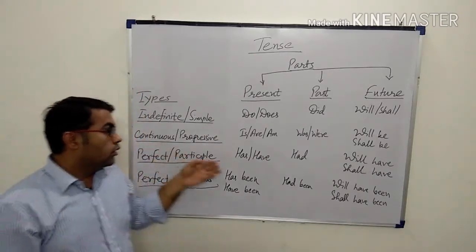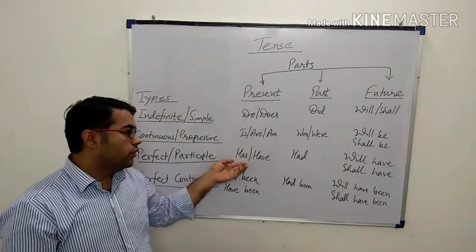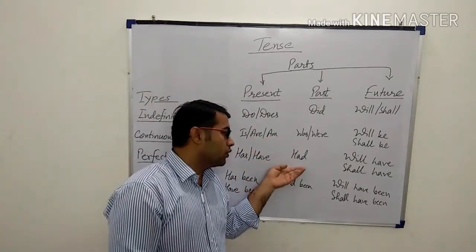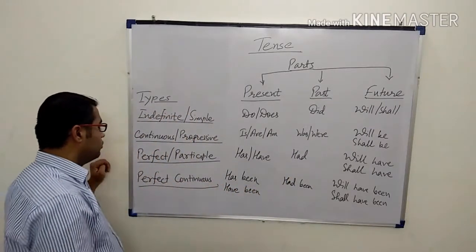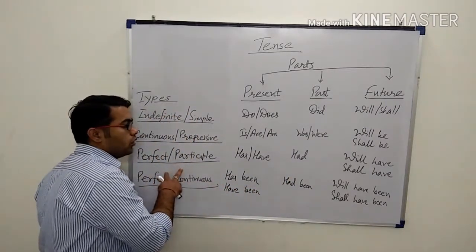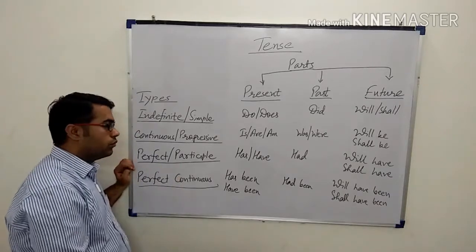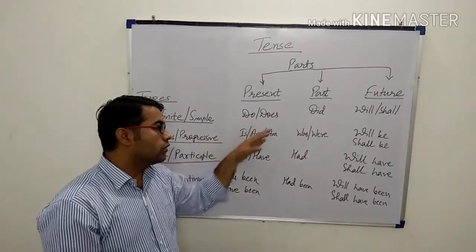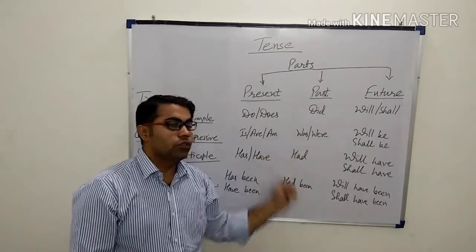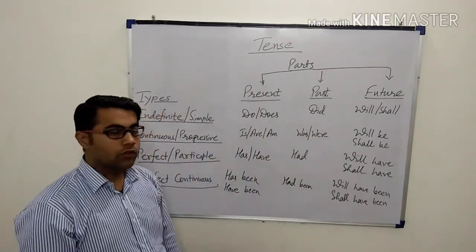In present perfect we use has. In past perfect we use had. In future perfect we have will have and shall have. With all the perfect tenses we use verb third form. That means with present perfect also verb third form, with past perfect also verb third form, and in future perfect also we use verb third form.